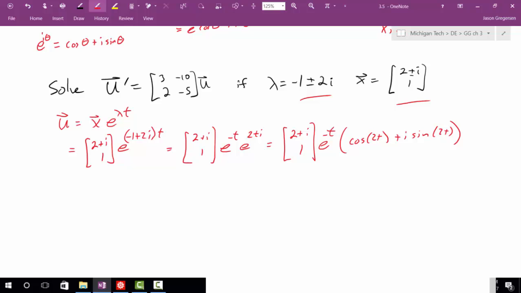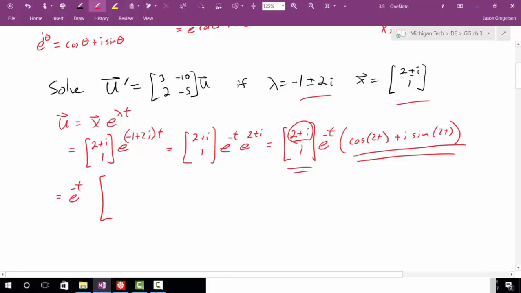Before, we could clearly see what the real and imaginary parts were at this step. Now it's more complicated. So now I have to blow this whole thing up so I can really see what the real part is and what the imaginary part is. So I'm going to bring my e to the negative t out front. And then I basically need to multiply this vector by this scalar function. So I need to take the first component, this 2 plus i, times all of this stuff. So I'm going to take 2 times all that stuff plus i times all that stuff.